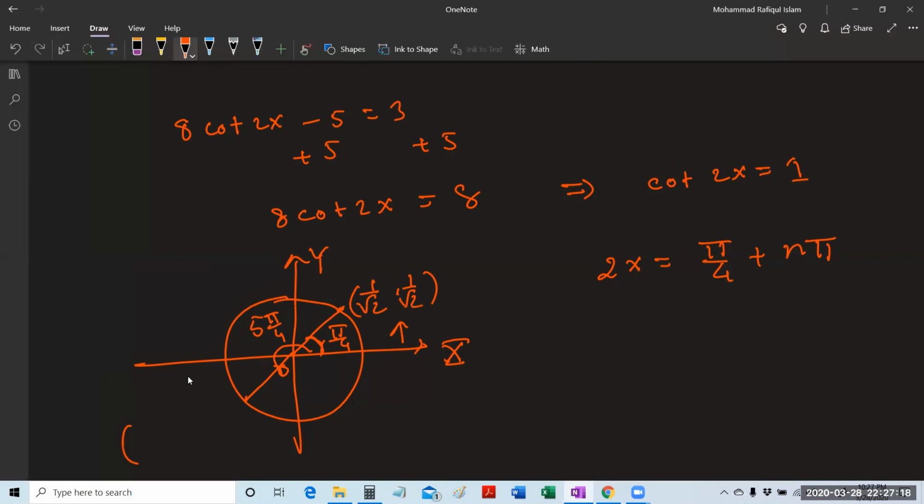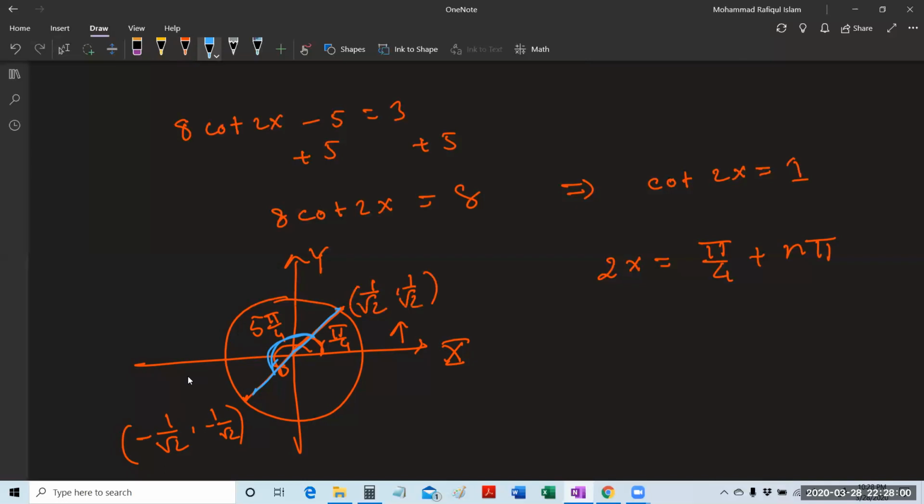If you have moved 5 pi over 4, you will get to this point, and the coordinate here is negative 1 over root 2 comma negative 1 over root 2, and if you take the quotient of these numbers, you will get positive 1 again. So from this point, I just have to move pi angular distance to get to the other solution. That's why we're adding n pi.